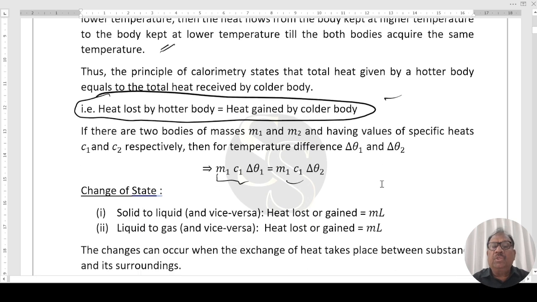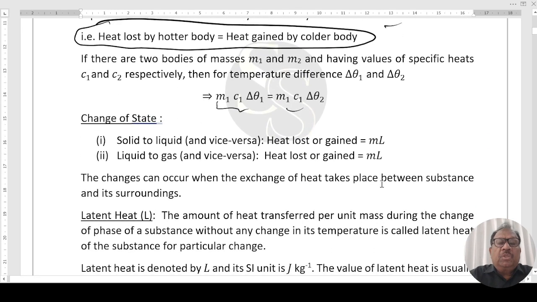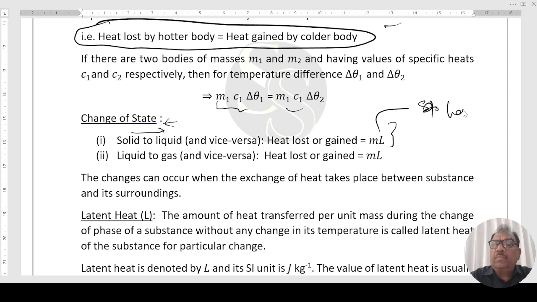Change of state may be from solid to liquid or liquid to solid, and vice versa. Heat loss or gain is equal to M into L, where L is the latent heat. The same applies for liquid to gas or gas to liquid. That is M into L. L may be for ice, L may be for steam, or any other.